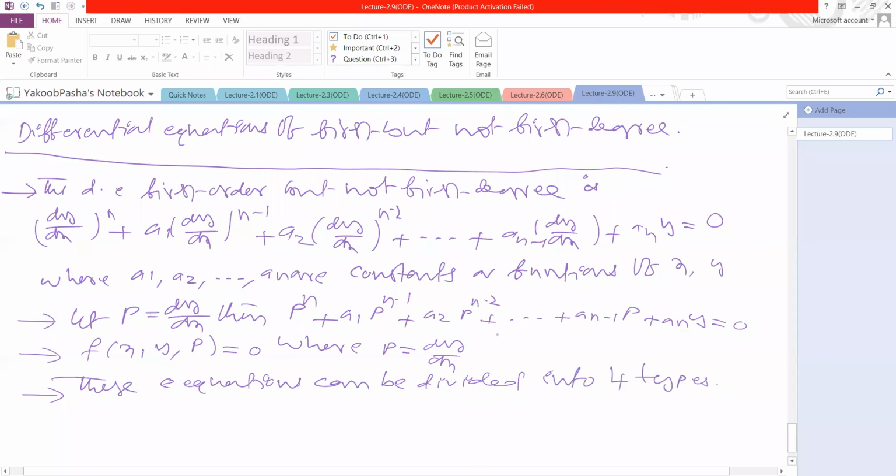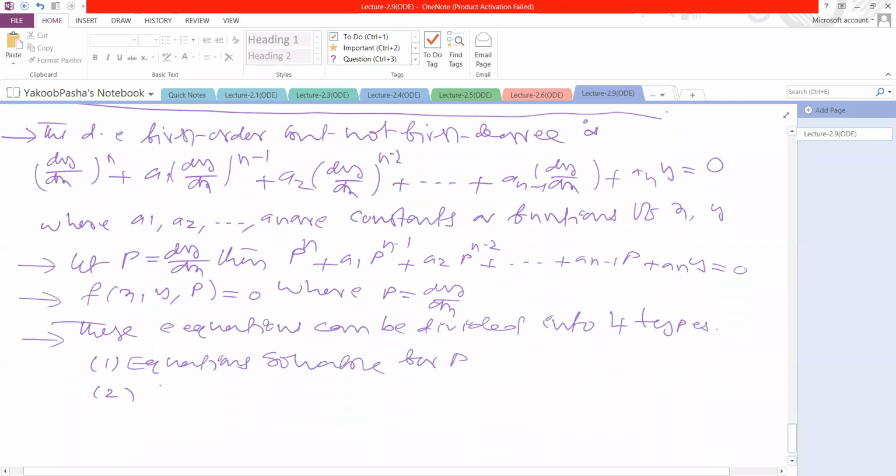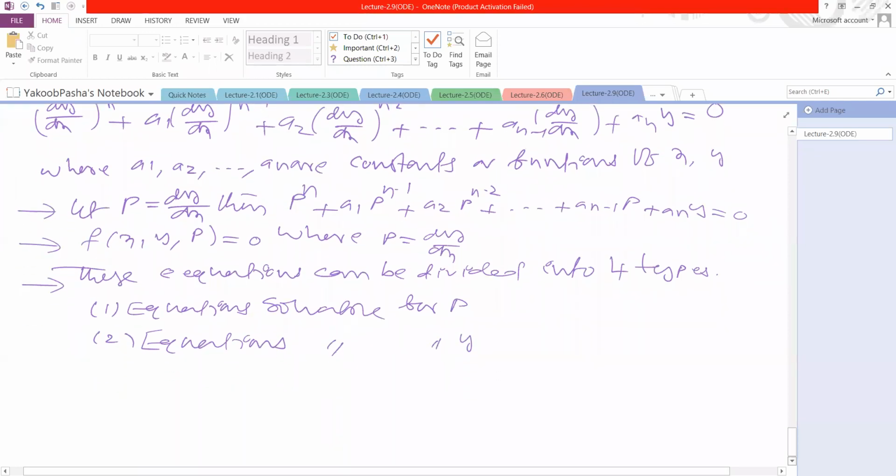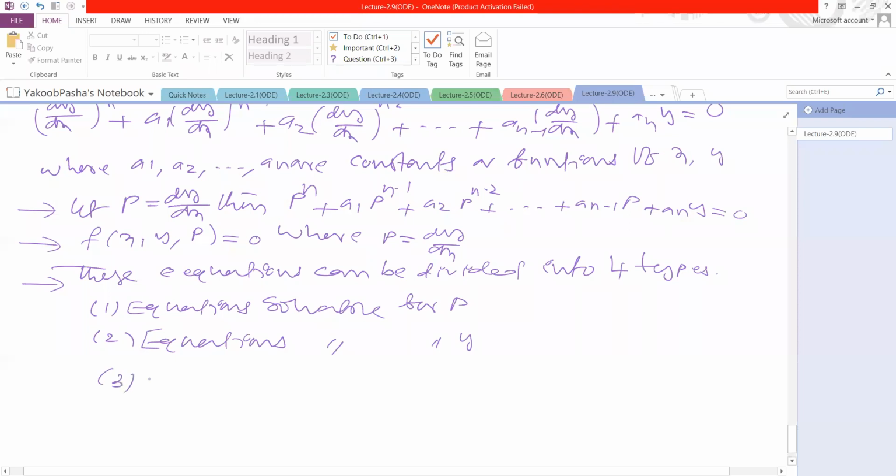First one is equations solvable for p. And second one, equations solvable for y. And third one is equations solvable for x. And fourth one is Clairaut's equation.